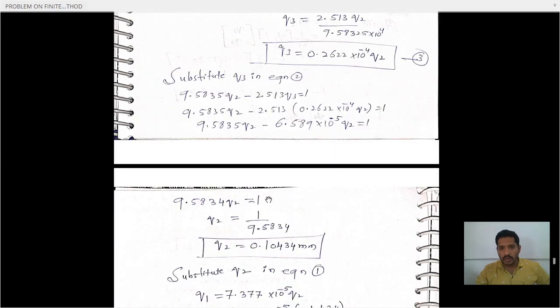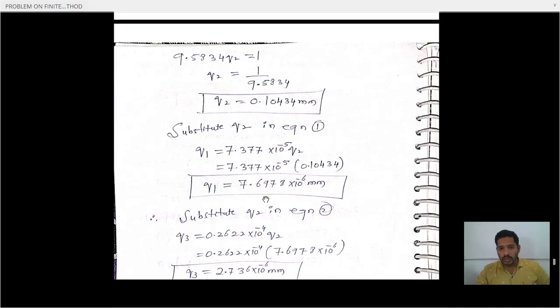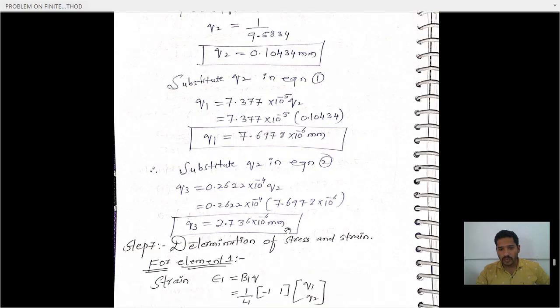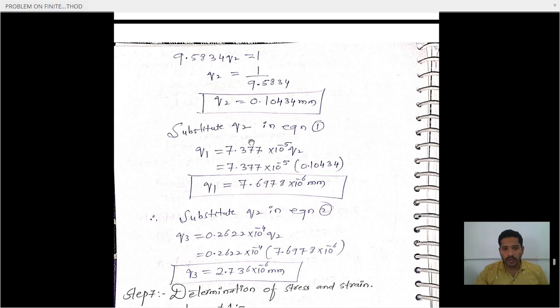Okay, just a minute. So dear, I made a small mistake here. Please rectify it. We will change a small value here. Okay, I think so. What Q2 did we get? 0.10434 is there now. We have to substitute here. Just now I missed a small mistake there itself.